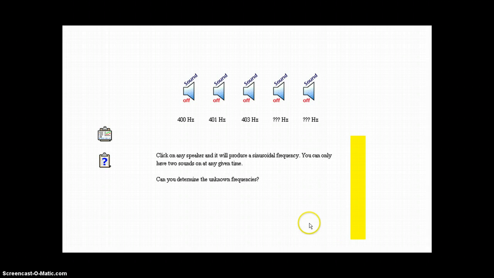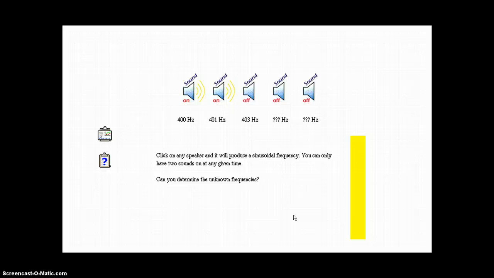Okay, here we are at the simulation here. If I turn this speaker on, which is at 400 hertz, constant 400 hertz. Now I turn this speaker on, which is 401 hertz. You can hear the constructive and destructive interference pattern.